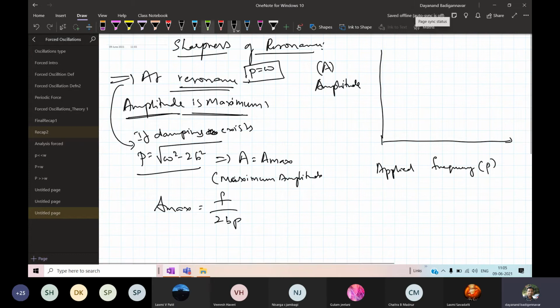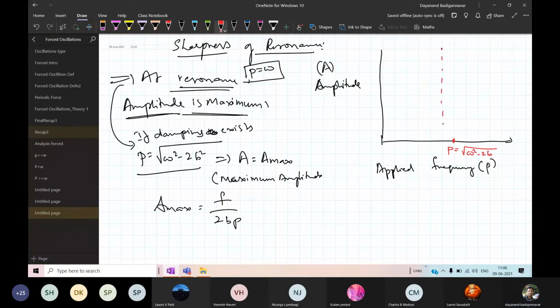Whenever P equal to this value, somewhere here, P is such that it is equal to root of omega square minus 2b square, and at this point it is maximum.